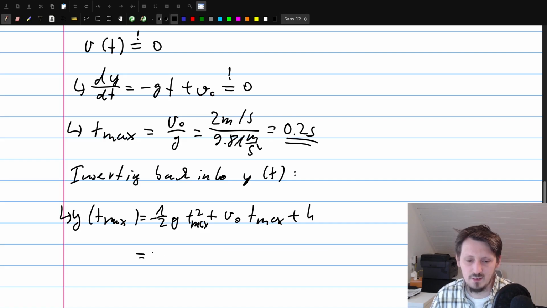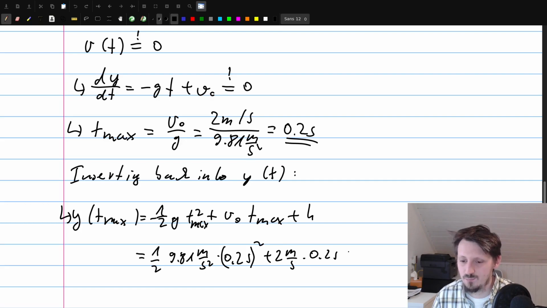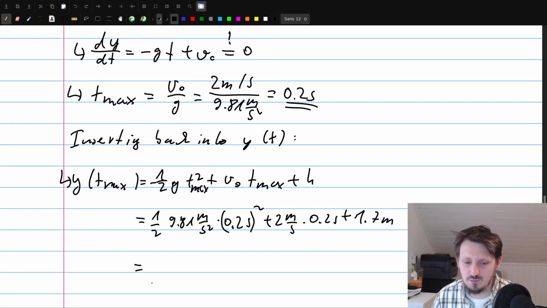Okay, maybe one time I can just do it completely. So we have 9.81 meter per second squared times 0.2 seconds squared plus 2 meter per second times 0.2 seconds, and then finally the height, which was 1.7 meter. Okay, and this is in principle everything. Now we can insert everything into our calculator again, and the result would be almost exactly 1.9 meter.